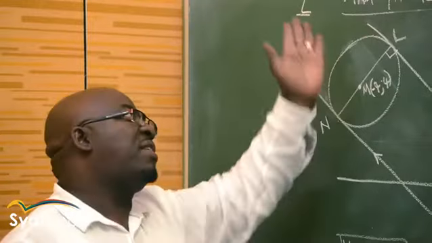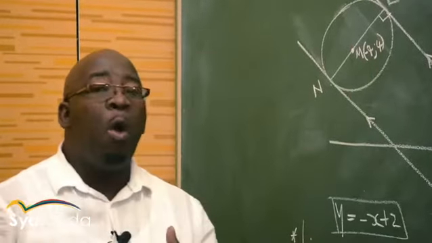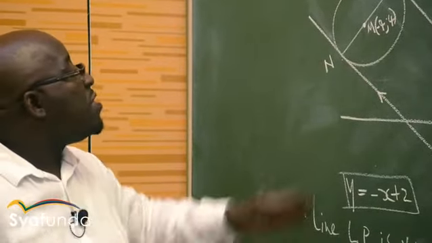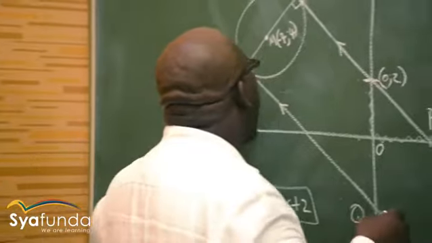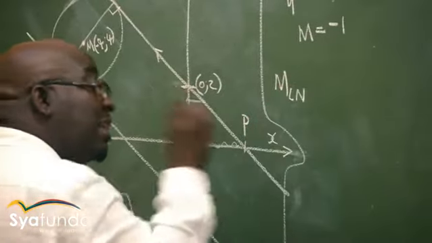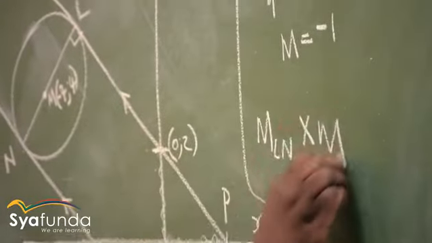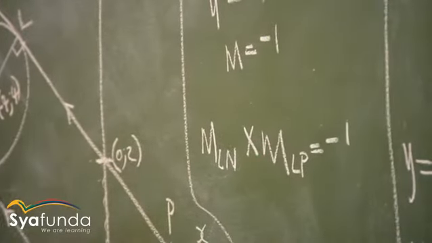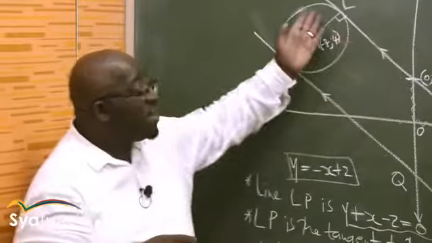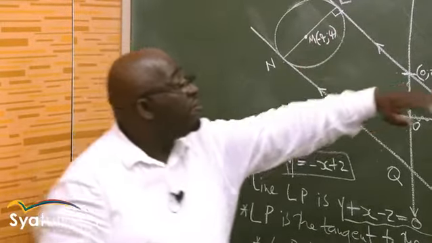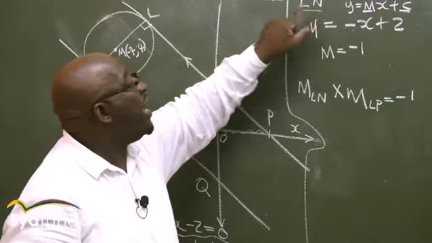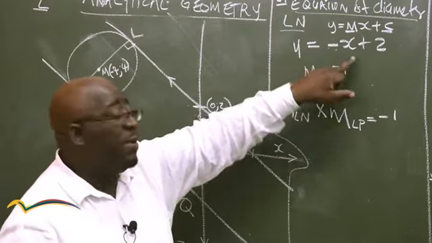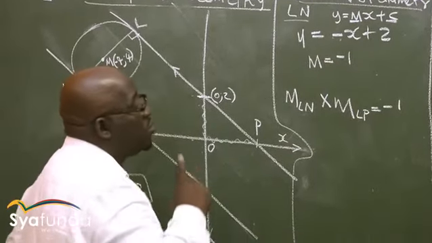The gradient of this one and the gradient of that one are related. They are perpendicular lines. What do we know about perpendicular lines? Their product will always give us minus 1. So the gradient of LN times the gradient of LP will always be equal to minus 1. Now, the gradient of LP, we do have the gradient of that line from this information, which is y is equal to minus x plus 2, and that gradient will be equal to minus 1.